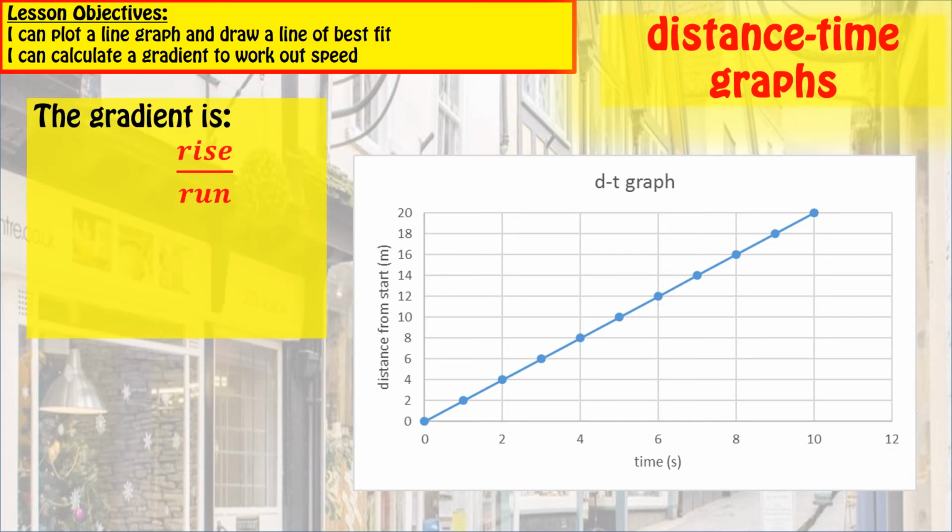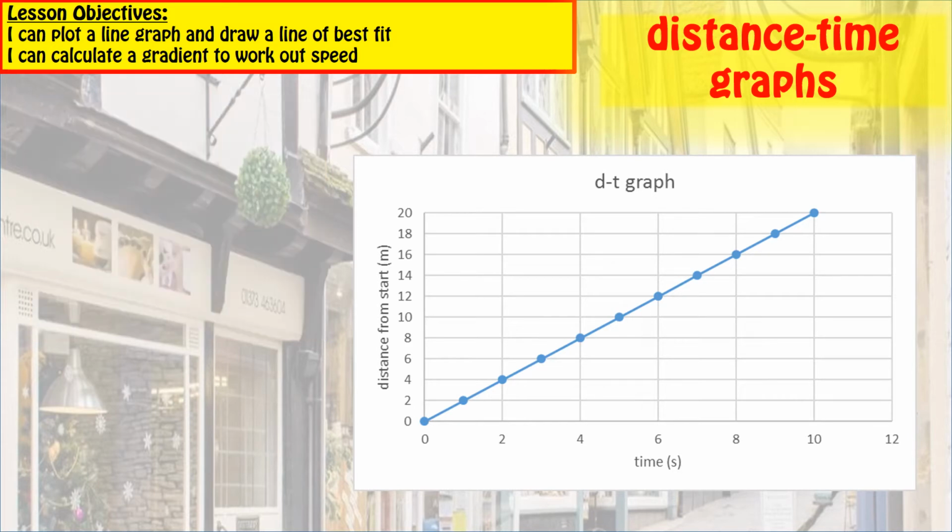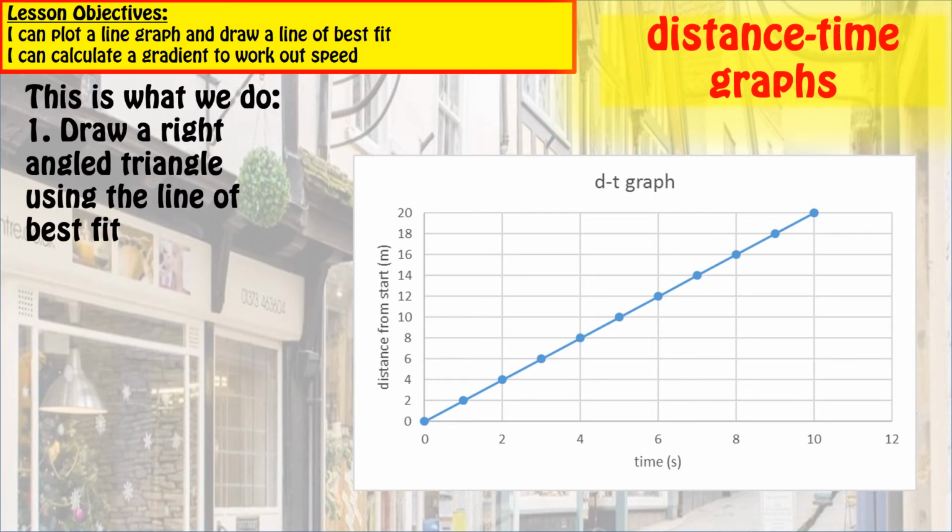So typically the gradient is rise divided by run. In maths and science, there's lots of ways that you can express the gradient, but the easiest one I find is rise divided by run. This is because the equation that we know is speed equals distance divided by time. So the rise is distance, the run is time, and we need to divide them. So this is what we're going to do.